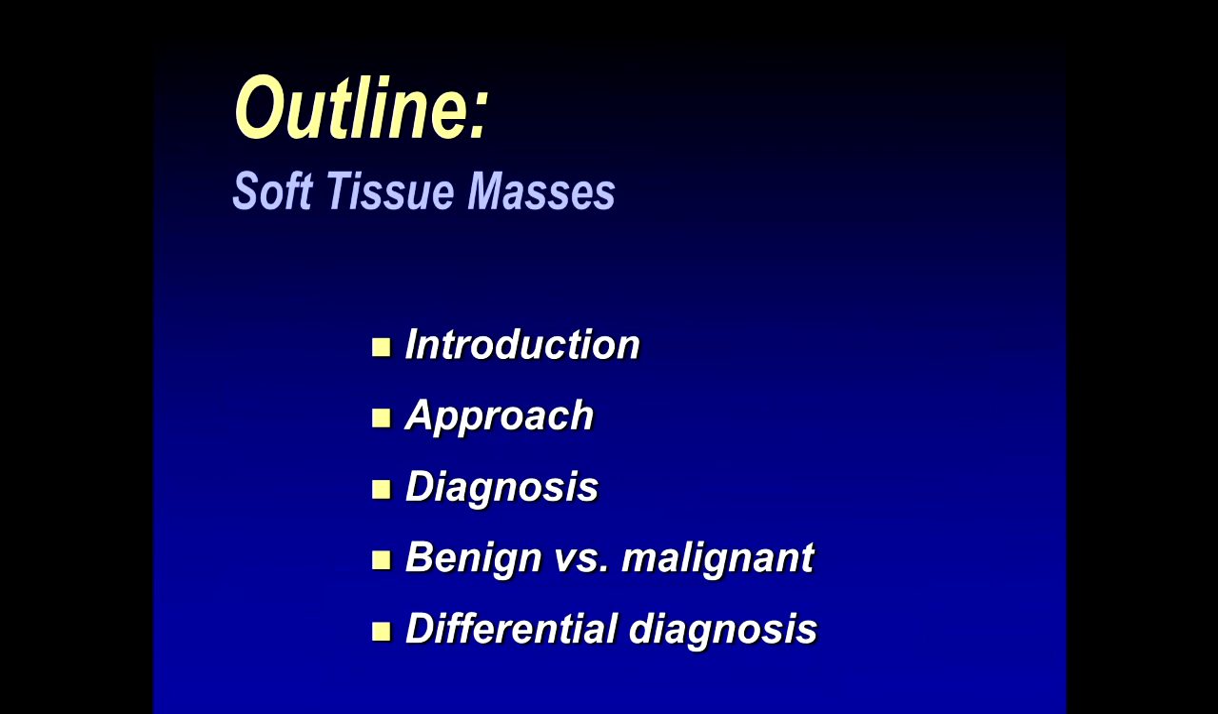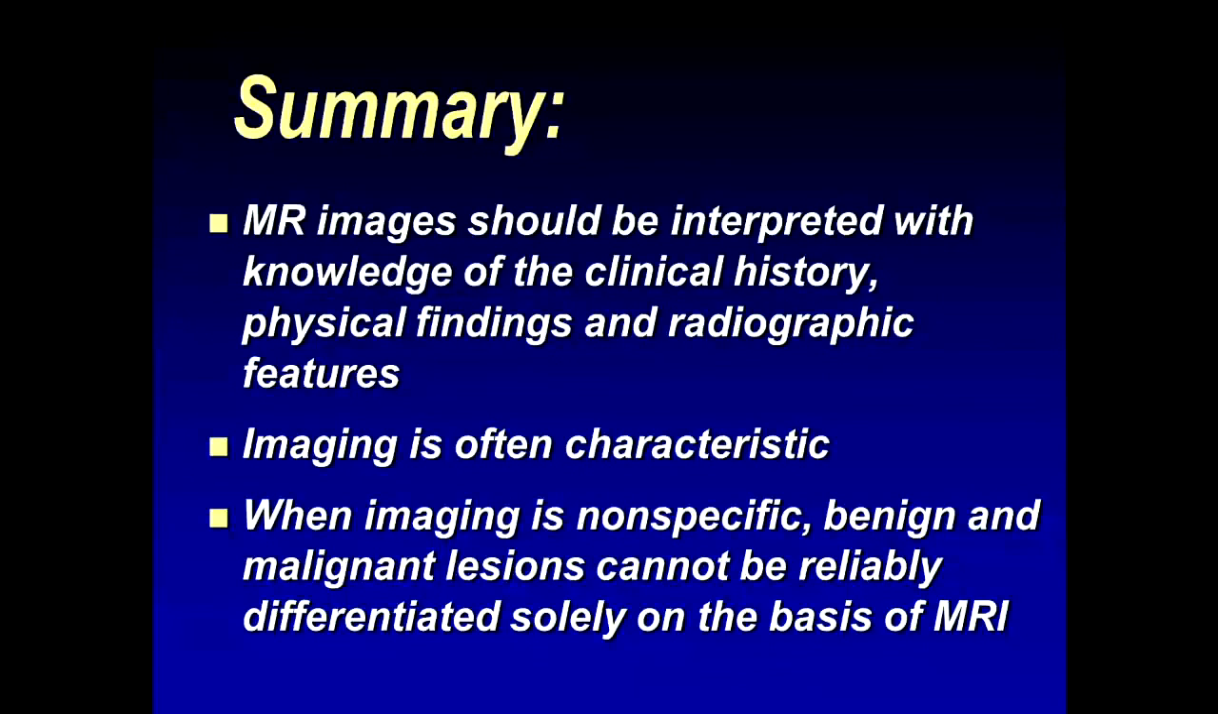So, in summary, MR imaging should be interpreted with a knowledge of the clinical history, the physical findings, and the radiographic, or if radiographs weren't done, the ultrasonographic features. Imaging is often characteristic. When imaging is nonspecific, benign and malignant lesions cannot be reliably differentiated based solely on MR in isolation, and really it needs to be correlated completely.